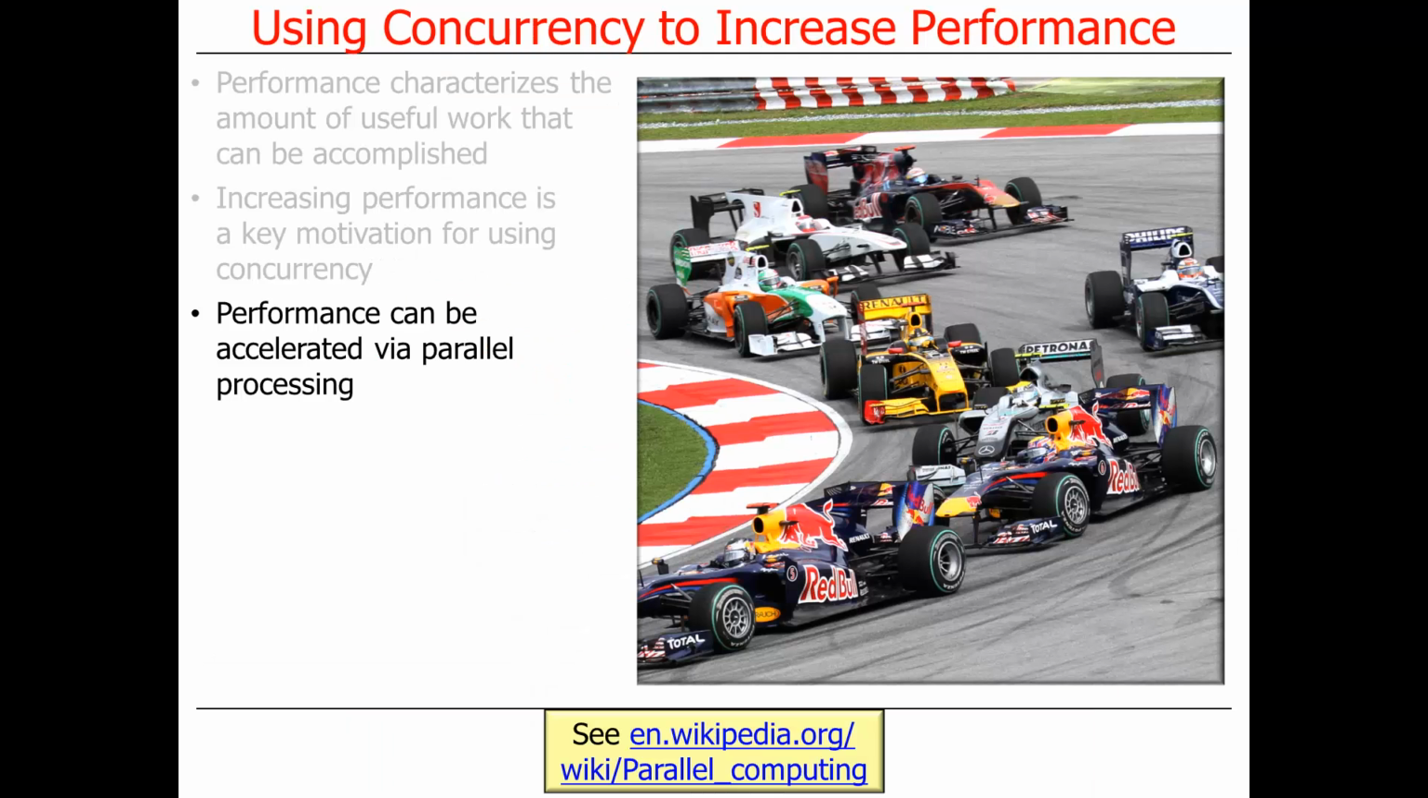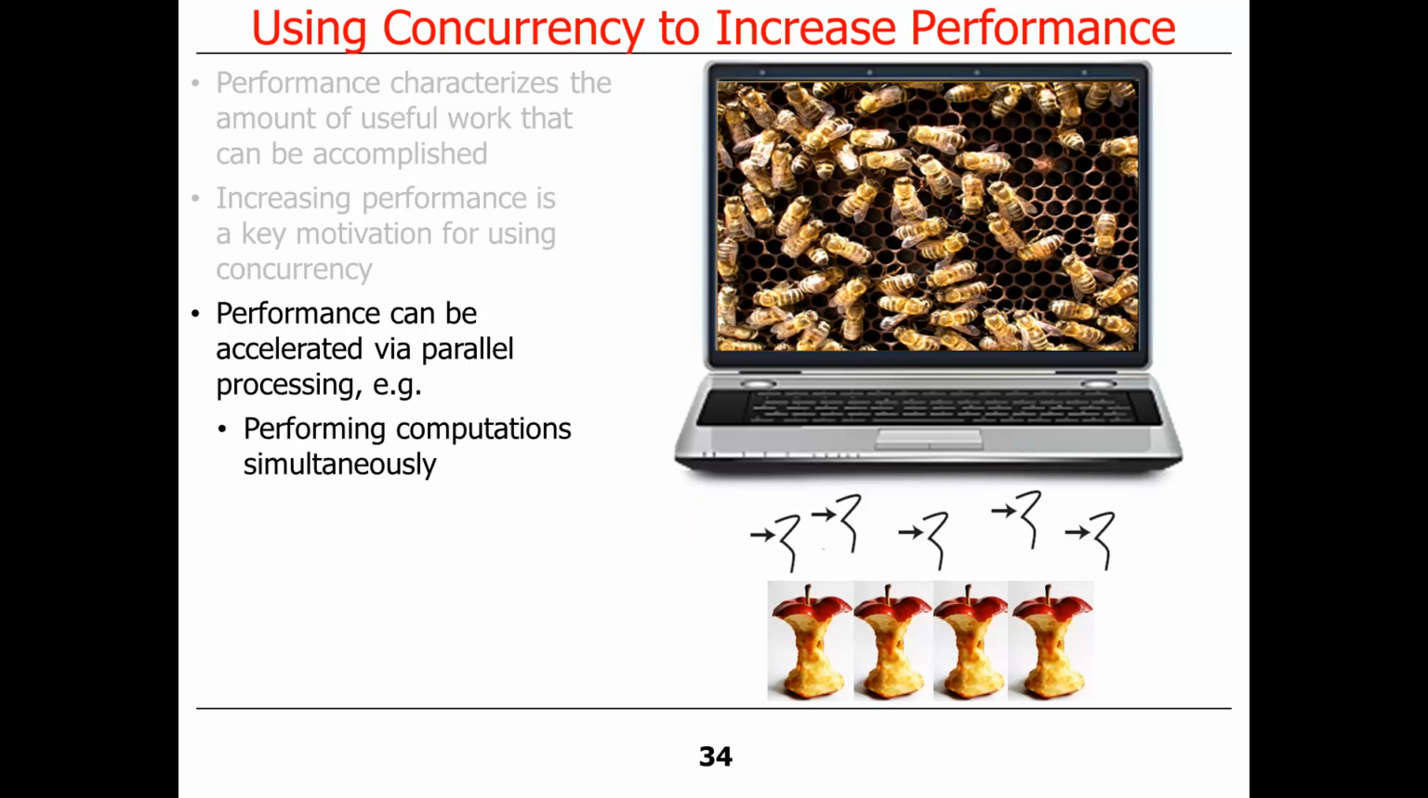So how can we accelerate performance? Well, the most obvious way to accelerate performance goes back to that slide a few minutes ago that talked about multi-core and Moore's law. And so what you want to be able to do is parallel processing. You want to be able to do multiple things literally at the same time. So one thing you might want to be able to do is perform multiple computations simultaneously. Like if you were doing some kind of image processing algorithm, you might want to be able to do computations on different parts of the image.